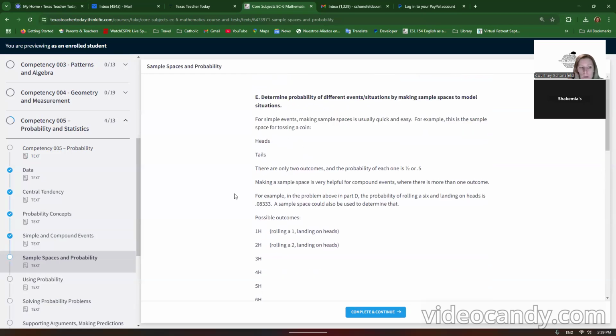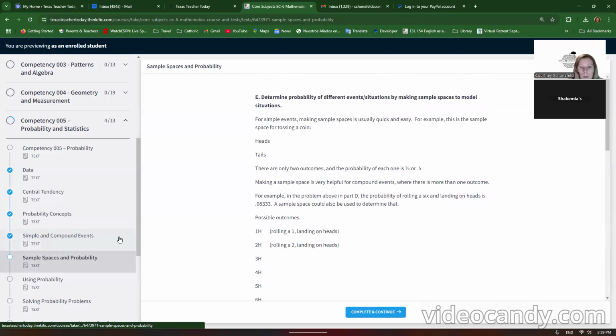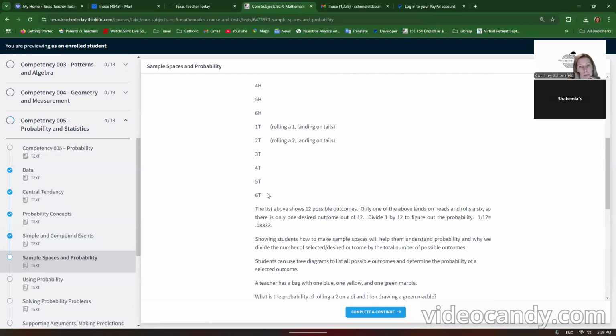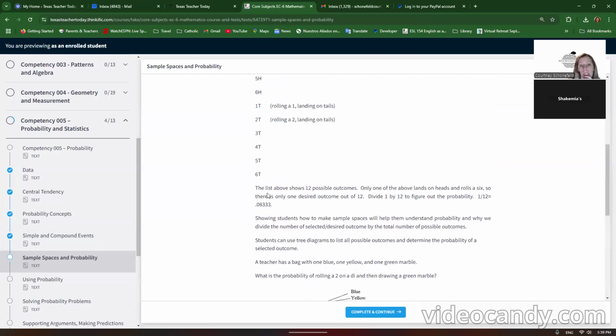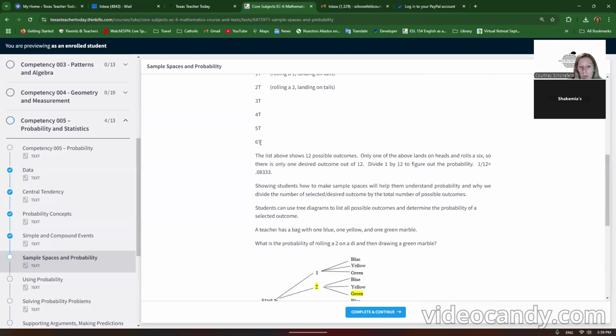So in the previous screen, we saw there were 1 out of 12, right? 6 times 2 is 12. But here we can see it more easily by drawing out the sample space. And then we could say, okay, what's the probability of getting 1 and heads? It's 1 out of 12, which is what we did on the previous screen.